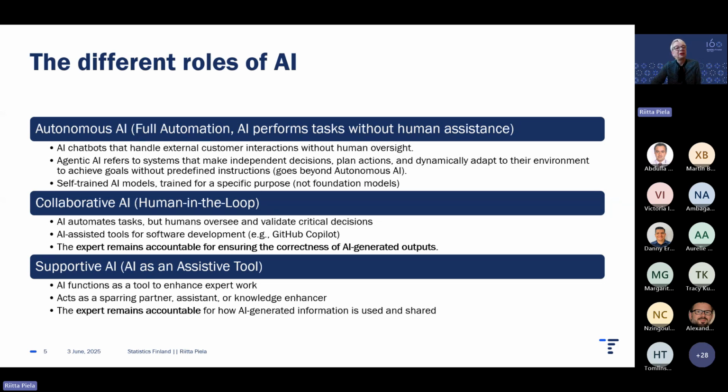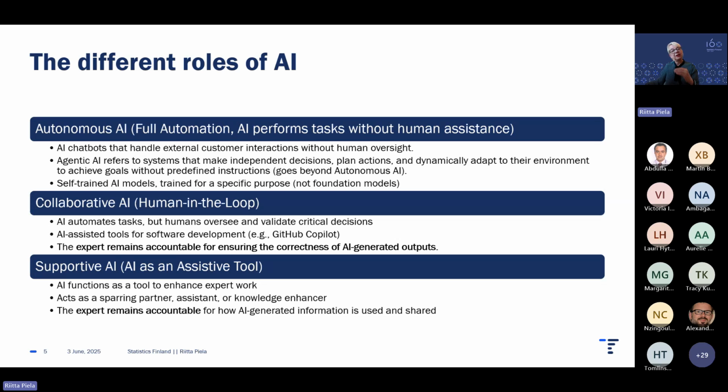And on the opposite side, we have this autonomous AI, full automation, where the AI performs tasks totally without human assistance. AI chatbots are like this, and this is where the hype is now very high, this agentic AI. It refers to systems that make independent decisions. They plan actions without human assistance. And there are these self-trained AI models, which we have been doing for years now, for example, at Statistics Finland. They are trained for specific purposes, and they are also autonomous, although they are not foundation models.